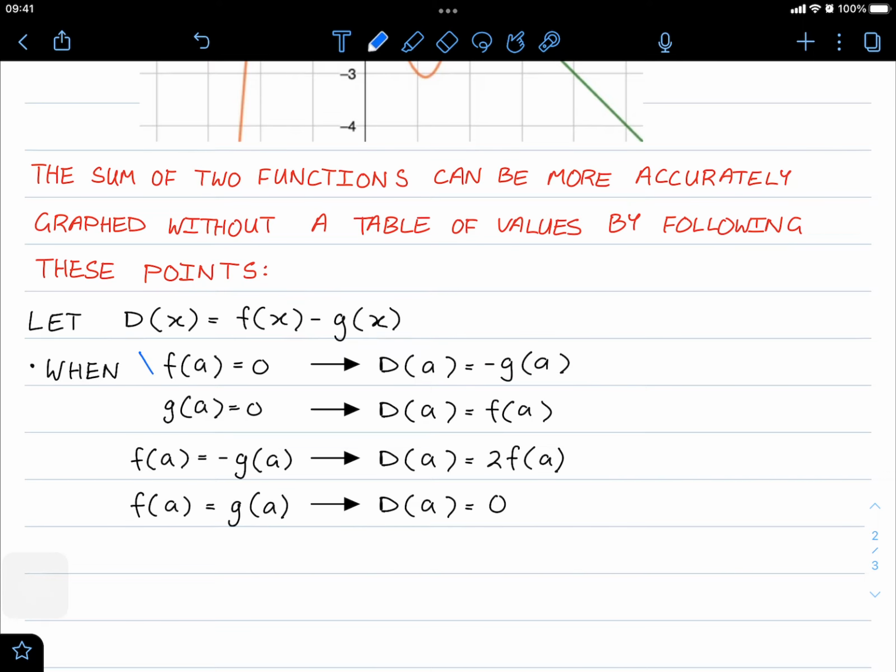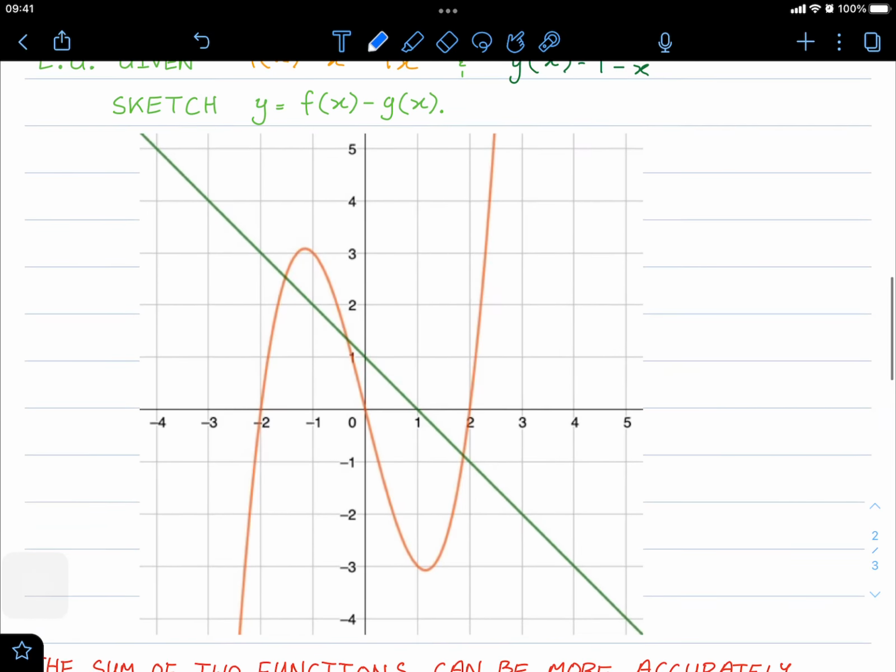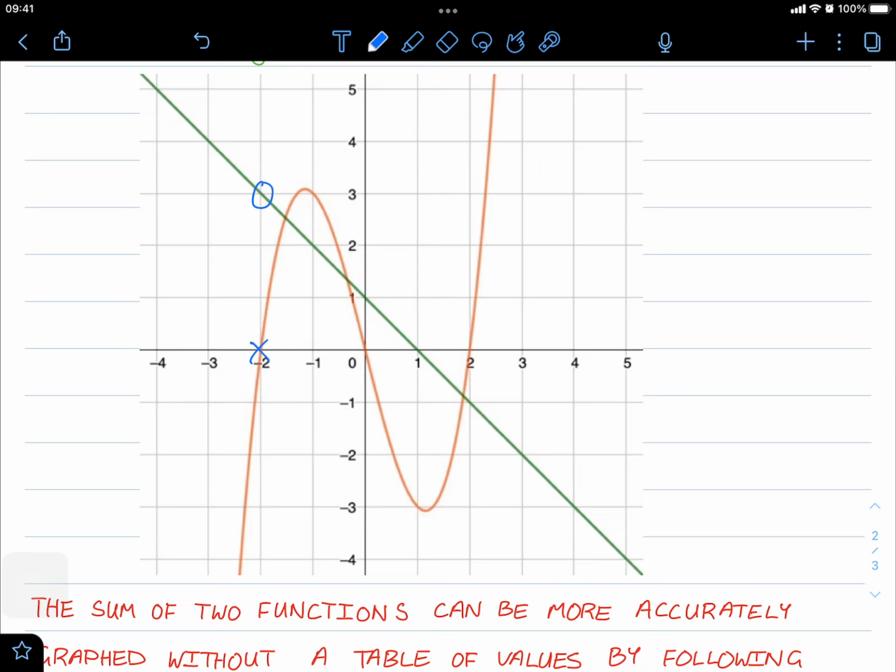So let's find these points first on our graph. So when f is 0, so here we have it, g becomes its opposite sign. So instead of positive 3, it'll become negative 3 at 2. So there's our first point there.